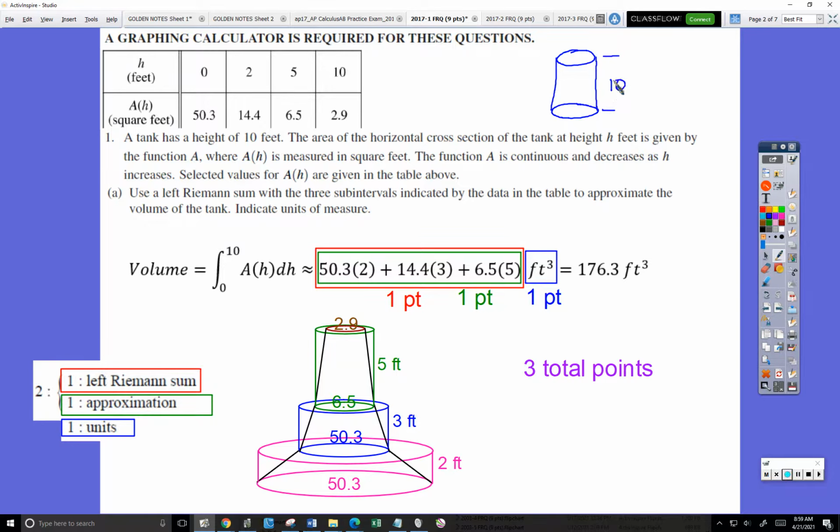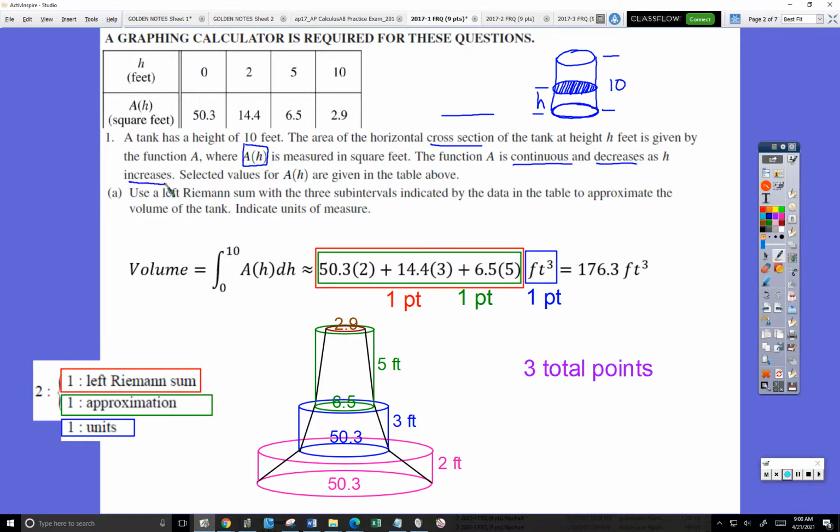The area of the horizontal cross-section. Horizontal cross-section means slice. So I have a slice here, and the area of the slice at some height h is given by the function A. So A is the area of a slice. A is continuous, and A decreases as the height increases.